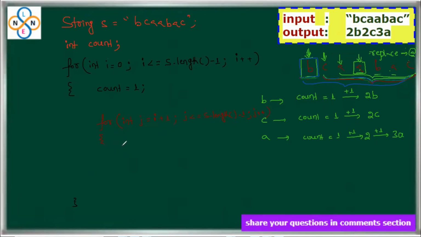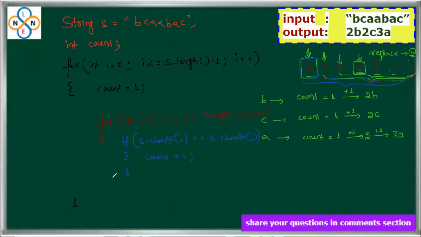Correct? So for the same reason, I am writing one condition. If s dot charAt is the method, and if the character at i is the same as, that is the double equals operator, s dot charAt j, then what are we supposed to do? We have to increment the count. That's why simply one line of code called count plus plus. So this is the purpose of the for loop.